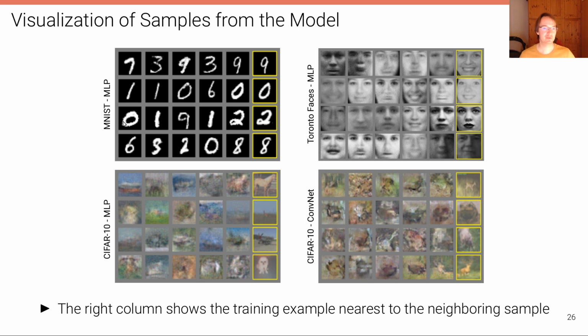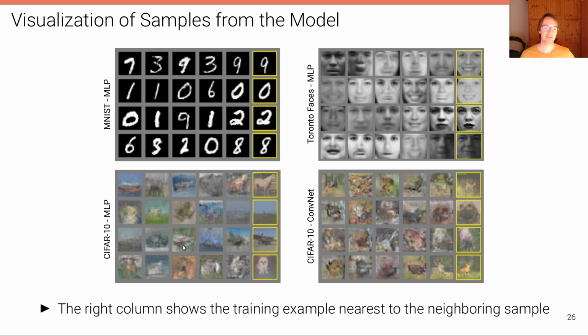Here on the left, we have the MNIST data set and a GAN with an MLP structure. We can see that these samples look like samples from the actual MNIST data set. They're quite sharp. Here on the right, we have results on the Toronto face data set. We can also recognize faces in these generated samples.